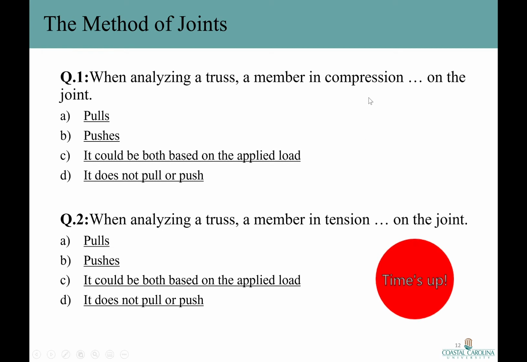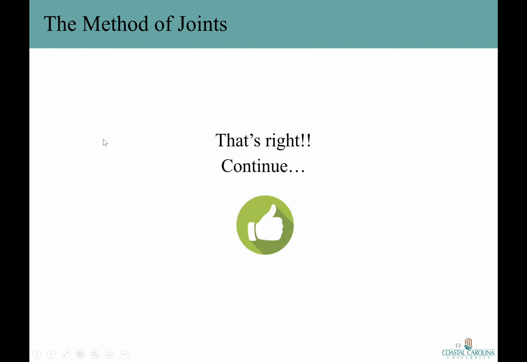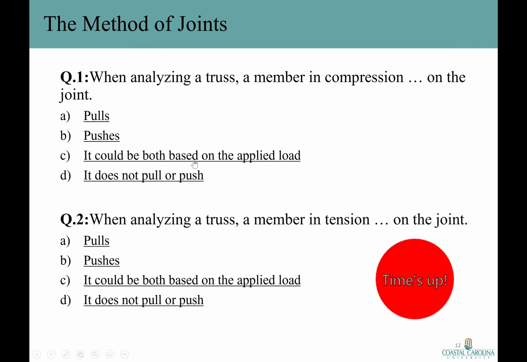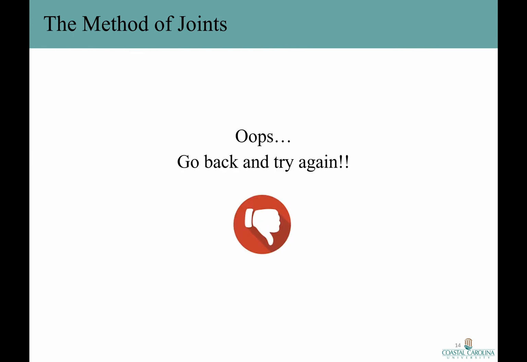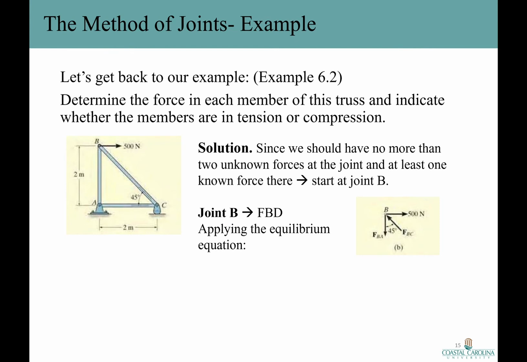Okay, time's up. A member in compression pushes on the joint. Hopefully you got the same answer as me. And a member in tension pulls on the joint. If you didn't get the correct answer, you should go back and try again. Okay, now let's get back to our example, which is example 6.2 of your textbook.